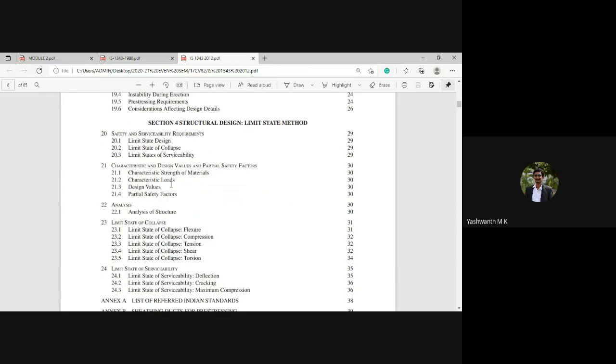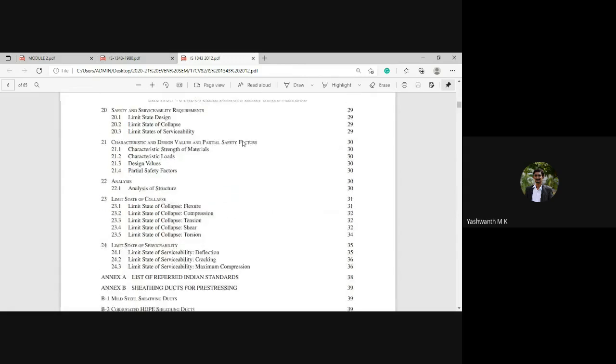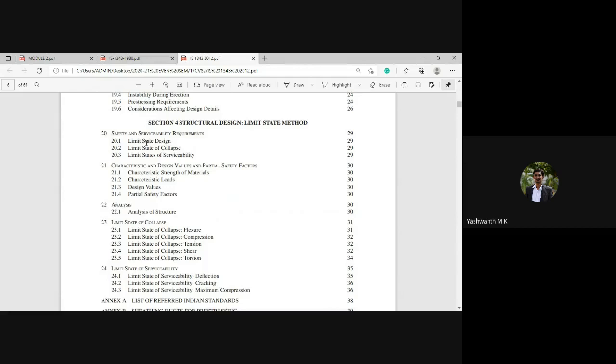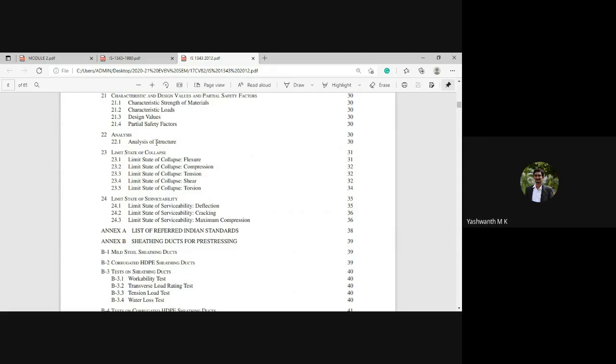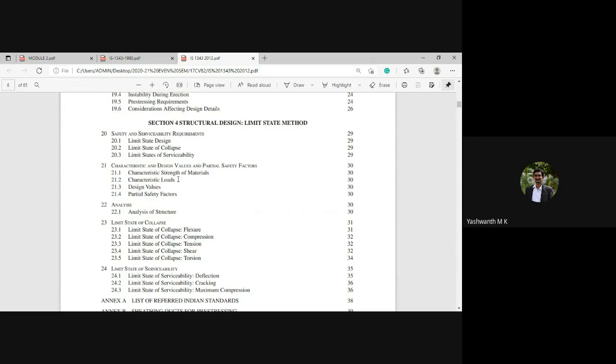Next, in particular, in section 4, they have discussed the structural design part, that is the limit state method. As we know, there will be 3 limit states of design: limit state of collapse, and serviceability. The characteristic strength, characteristic loads, design values, partial safety factors, analyzing the PSC structure. Next, limit state of collapse in flexure, compression, tension, shear, torsion. Likewise, limit state of serviceability: deflection, cracking. All these things are depicted in this particular code.